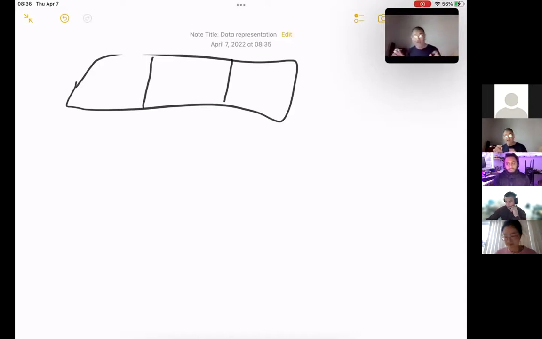So 1,000. And 1,000 is because we have 3 digits, and each digit can have 10 possible values. So it's 10 to the 0, 10 to the 1, 10 to the 2, right? So 10 to the 3, basically. You have 10 to the 3 is 1,000, so you can have 1,000 different bit patterns here.